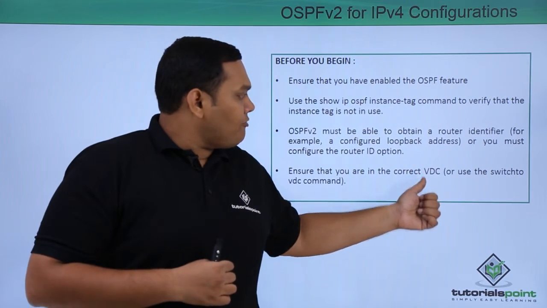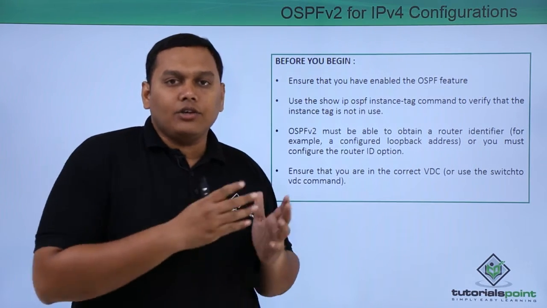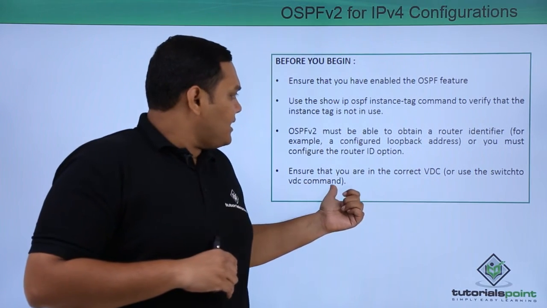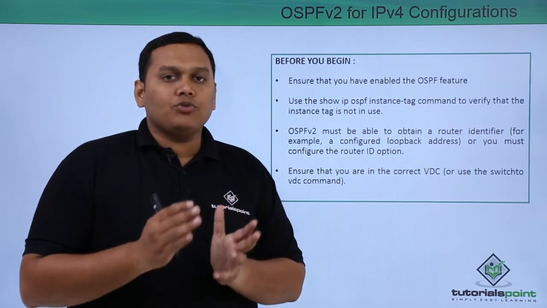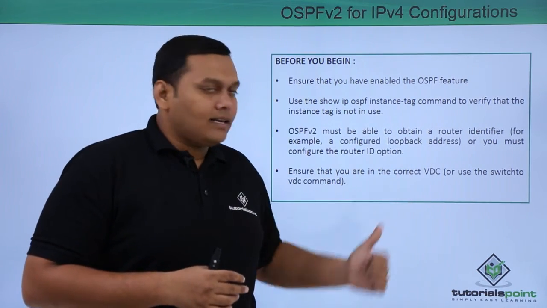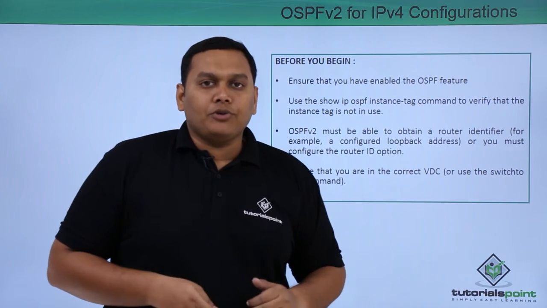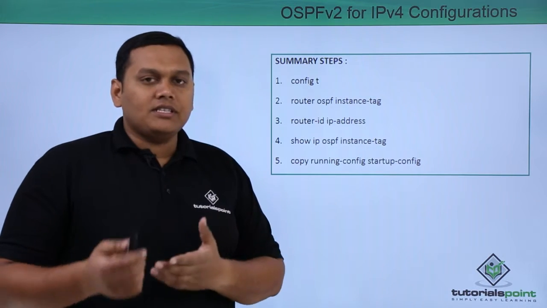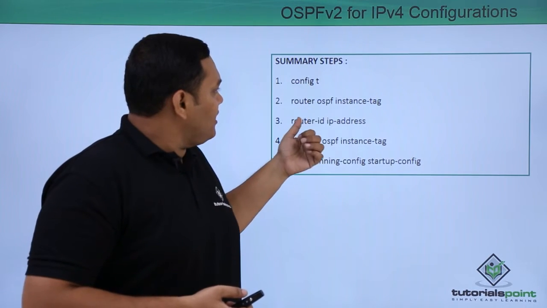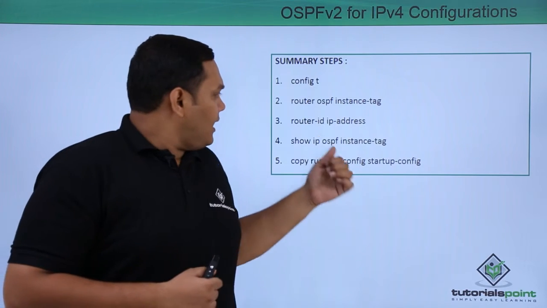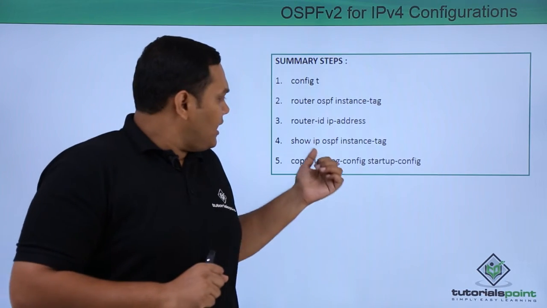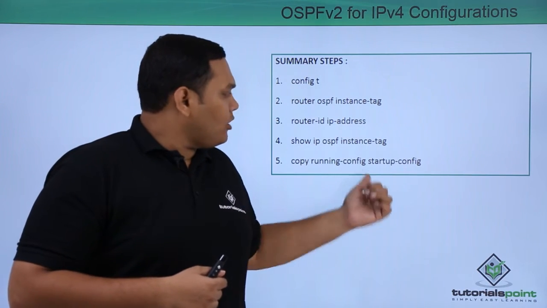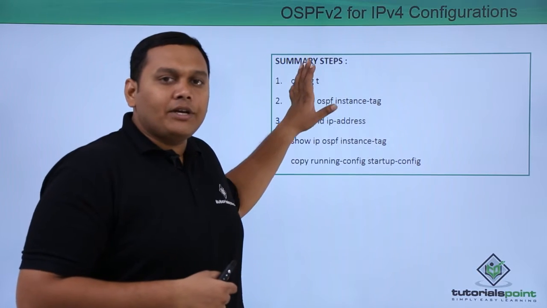Ensure that you are in the correct VDC. To ensure that, you can use the switchto vdc command, which can show you clearly that it is the correct VDC for OSPFv2. So, these are the basic steps you have to follow. Here is the summary: we use the commands config t, router ospf instance-tag, router-id with an IP address, show ip ospf instance-tag, and also copy running-config startup-config. These are the summary of steps.